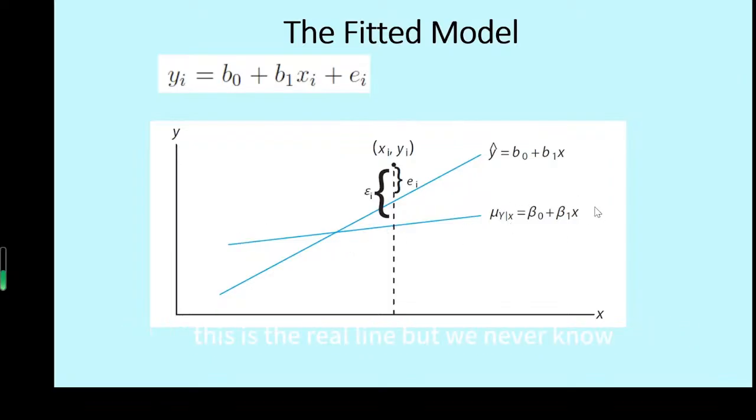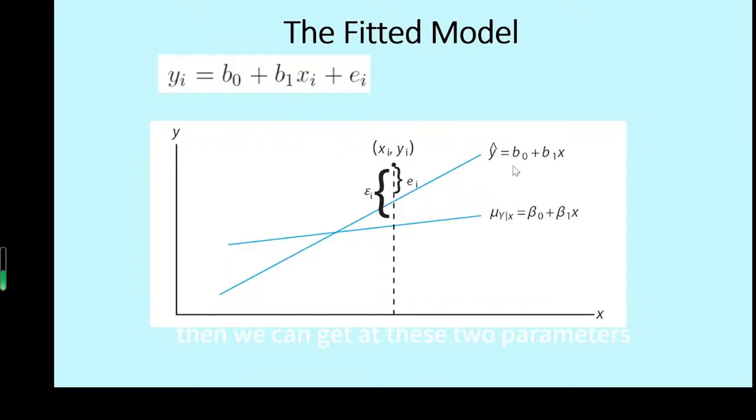This line is used to model the real line as closely as possible. This is the real line, but we never know it. So in regression, we use the model to estimate the parameters based on making the sum of squared errors of this term a minimum.